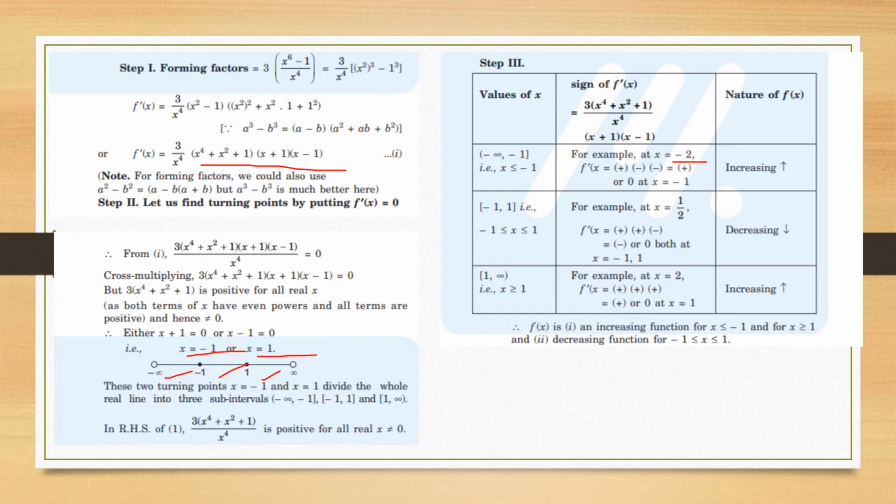Check the derivative: it is positive, this is negative, and the overall result is positive, so it is increasing. For -1 to 1 you should take a half. Avoid taking 0. It turns out to be negative, so it is decreasing. For 1 to infinity, let's see, 2, it's all positive, so that is increasing. So it is increasing for x less than or equal to -1 and for x greater than or equal to 1, and decreasing for -1 to 1.